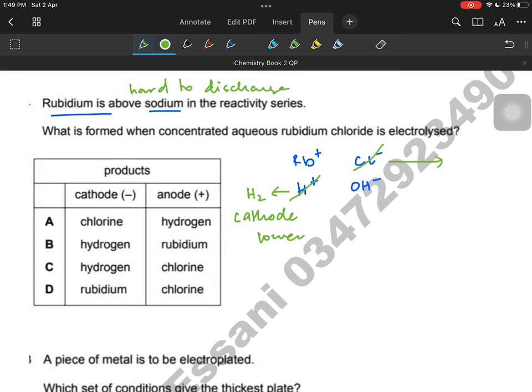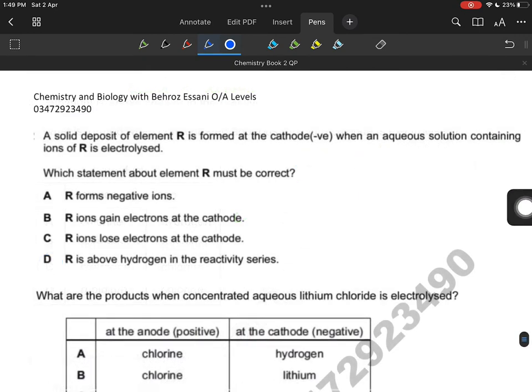And since it's a concentrated solution, chloride ions will discharge to form chlorine gas, and chlorine is going to be evolving at the anode. So the answer is at the cathode you'll see hydrogen, and at the anode you're going to have chlorine gas. Let's look at this question.